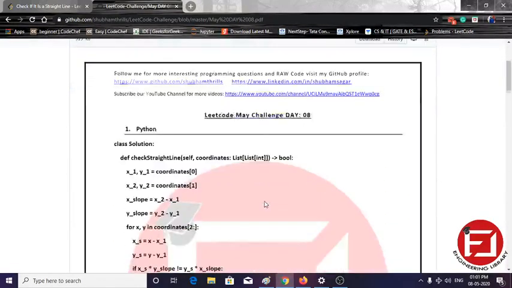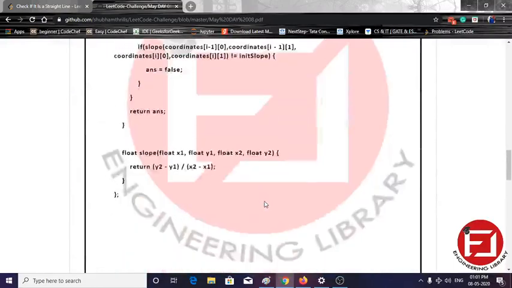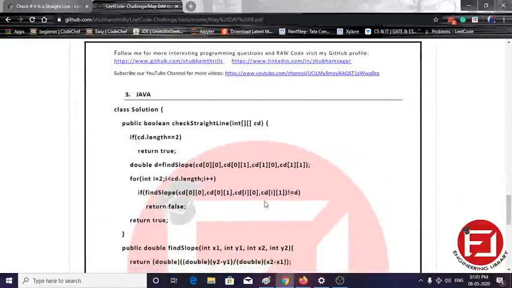So it looks like that. Here is the Python solution. Here is C++. Here it is Java.